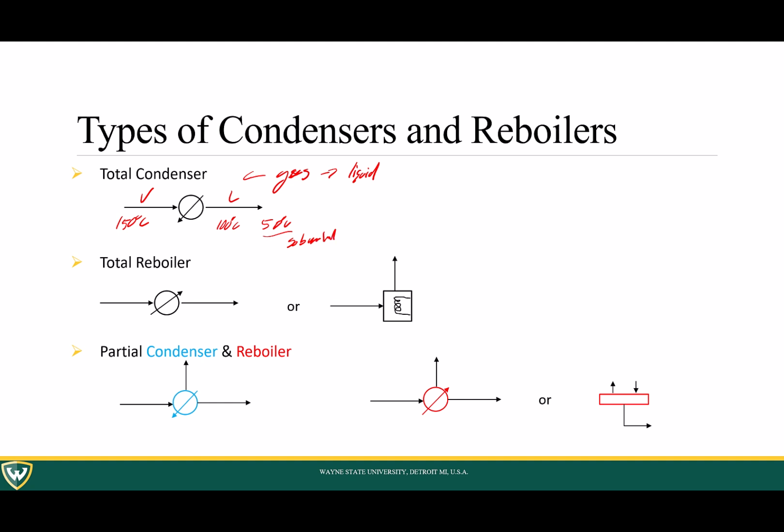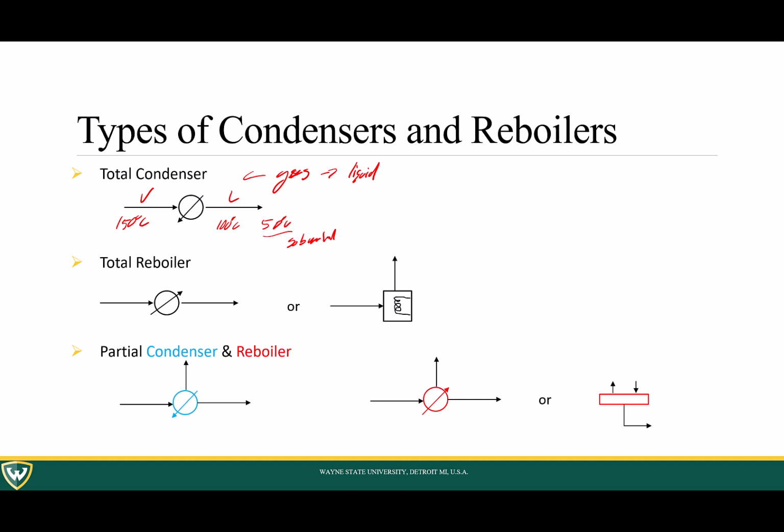Okay, if it's a subcooled liquid, it would have to specify that, and it would have to tell you the temperature at which it comes out, or it wouldn't tell you the temperature, and you would have to figure out what the temperature is. So just know that a total condenser is going to cause all of it to condense into liquid, going from vapor completely into liquid.